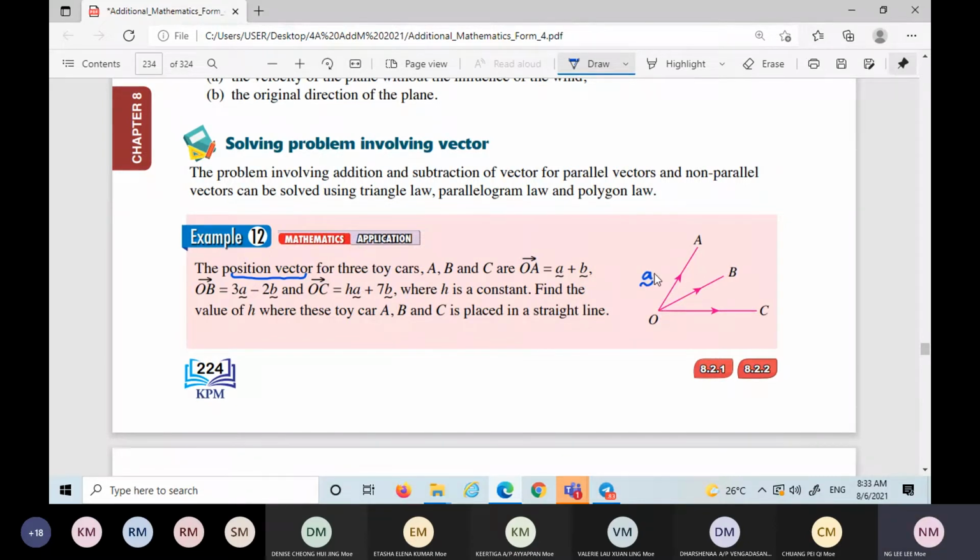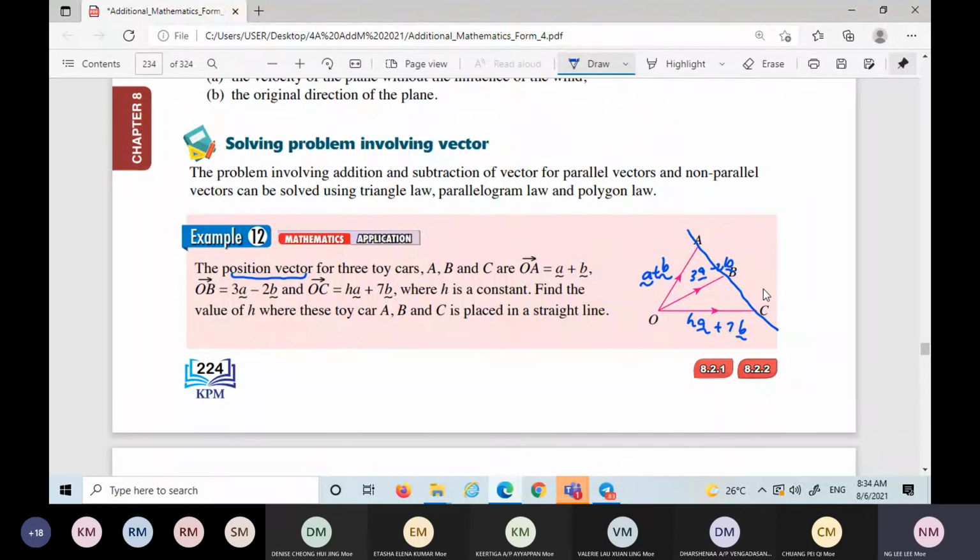OA is given as A plus B. OB is given as 3A minus 2B. OC is given as hA plus 7B. Let us see what is the next question. Find the value of h where these toy cars A, B, and C are placed in a straight line. This means A, B, and C will form a straight line. This is the meaning.